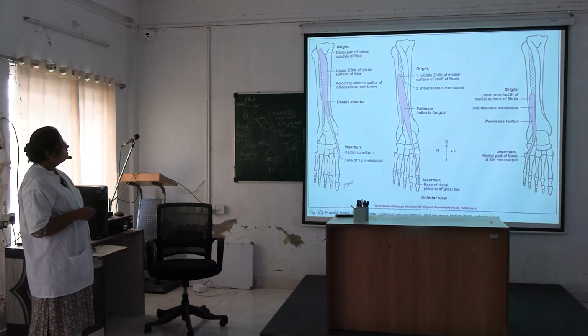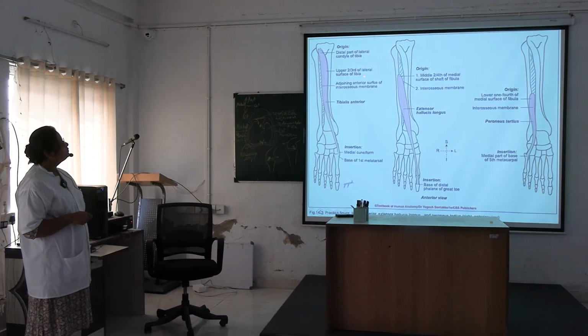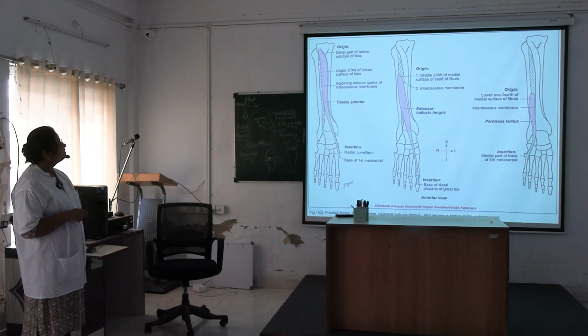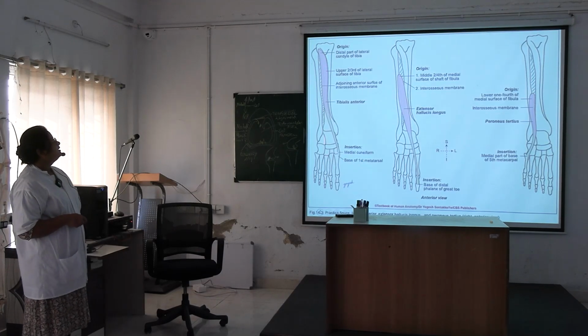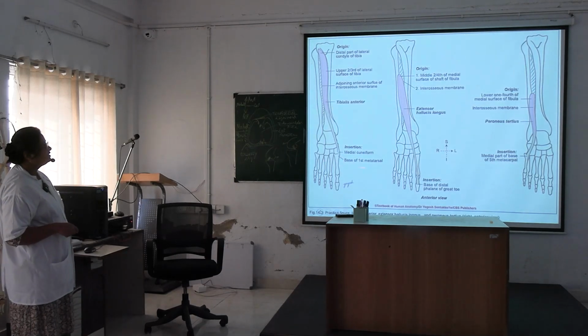See here, this is tibialis anterior. Origin is from the distal part of the lateral condyle of the tibia, upper two-thirds of the lateral surface of the tibia, and adjoining anterior surface of the interosseous membrane. This shaded area is the interosseous membrane. And insertion is into the medial cuneiform and base of the first metatarsal.